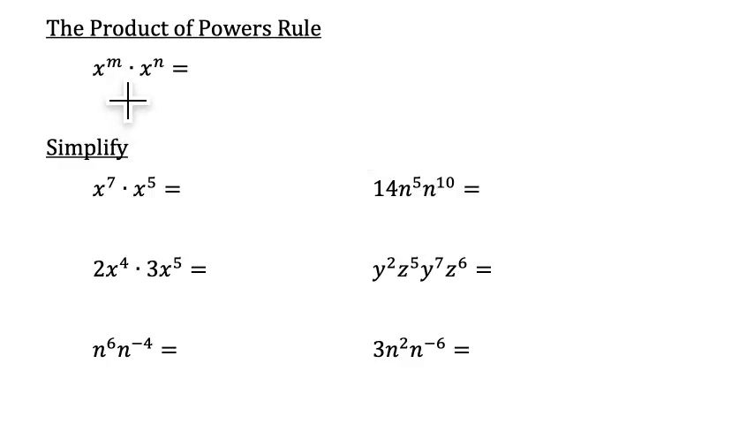So this is known as the product of powers rule. And in general, it just says that x to the m power times x to the n power would equal x to the m plus n power. We add the exponents. So let's give that a try. So here we're simplifying x to the seventh power times x to the fifth power, same base. So we just add the exponents.